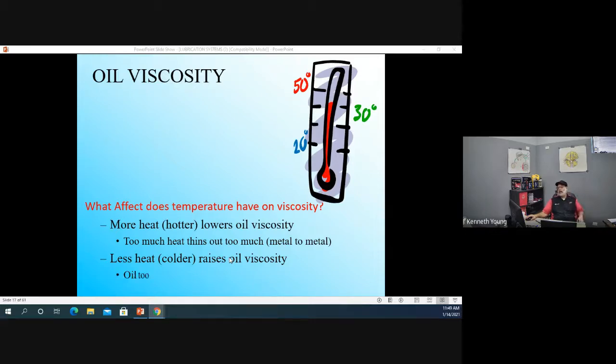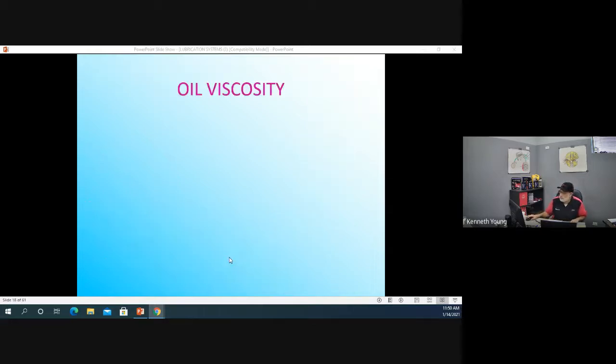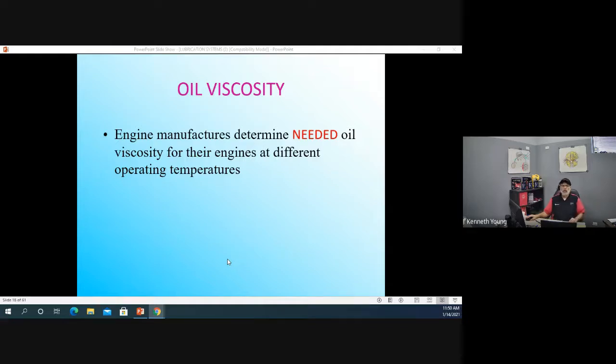And so we have to get the right number based on what the manufacturer says. Otherwise, think about it. If the oil is not the correct thickness, not the correct viscosity, then when it is cold, that oil is not going to flow to the parts like it should. Let's look at it that way. All right, here we go. Engine manufacturers, they're the ones who determine it, not you. So you've got to watch it because you may go to a quick oil place, right?